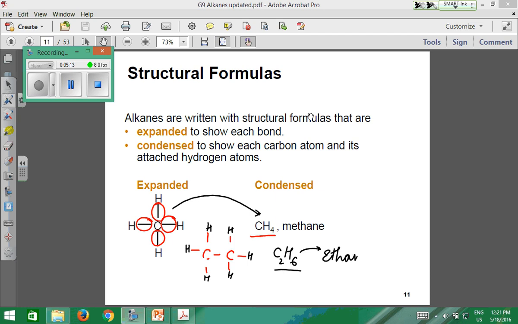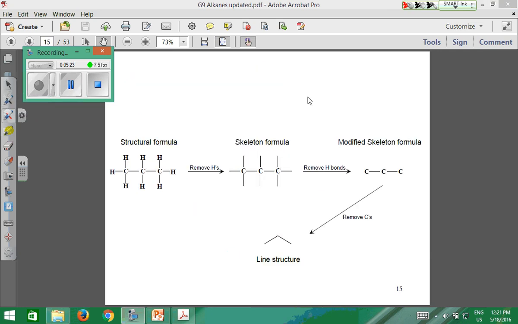As I told previously, all the members end with the same suffix, that is ane. The children have to understand different kinds of formulas. For example, if I write CH3, CH2, CH3, and 3 carbons are there, I will call it propane.